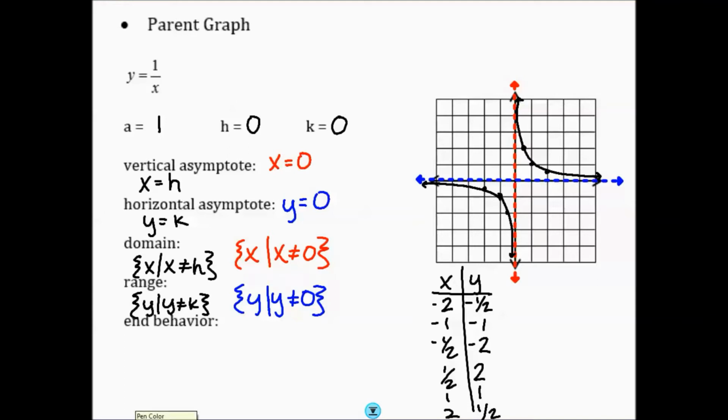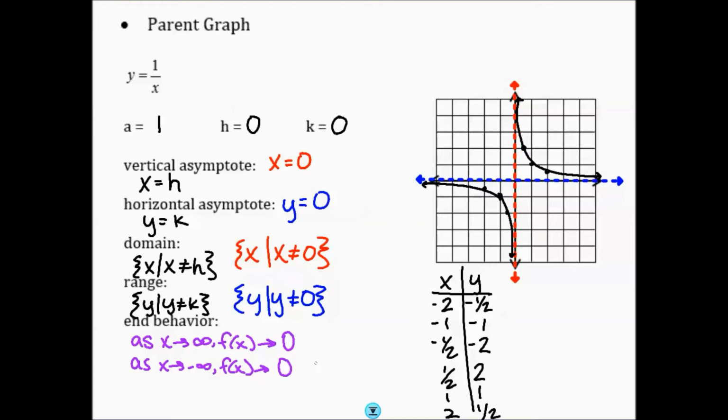Lastly, we have our end behavior. So we remember that we write our end behavior as x approaches infinity, f of x approaches blank, and as x approaches negative infinity, f of x approaches blank. Now, if you look at the left side of the graph and the right side of the graph, on both ends, the graph is approaching the horizontal asymptote, which is 0. So this is our parent function.